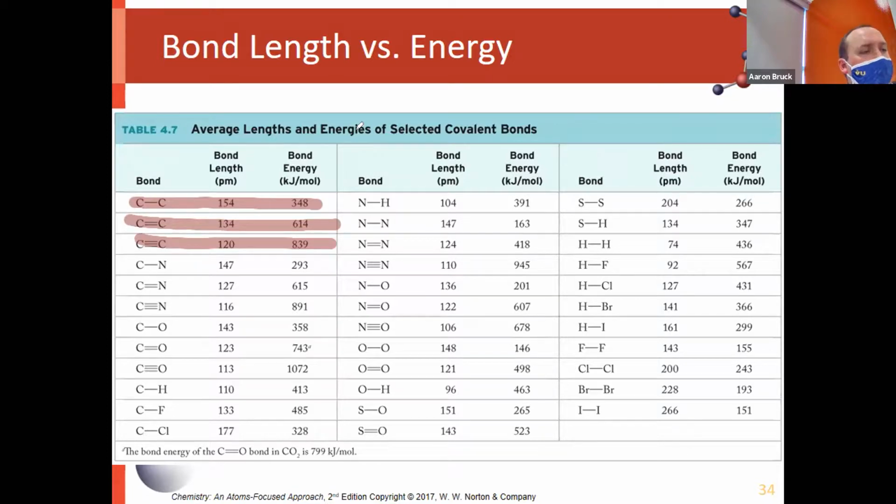So let's look at bond order versus bond length and bond strength. We can see that as we go from single to double to triple bond, two things happen. The bond length decreases as our bond order increases, and our bond energy goes up as we go from one to the next to the next. Okay, no real surprises there. Let's do another comparison.